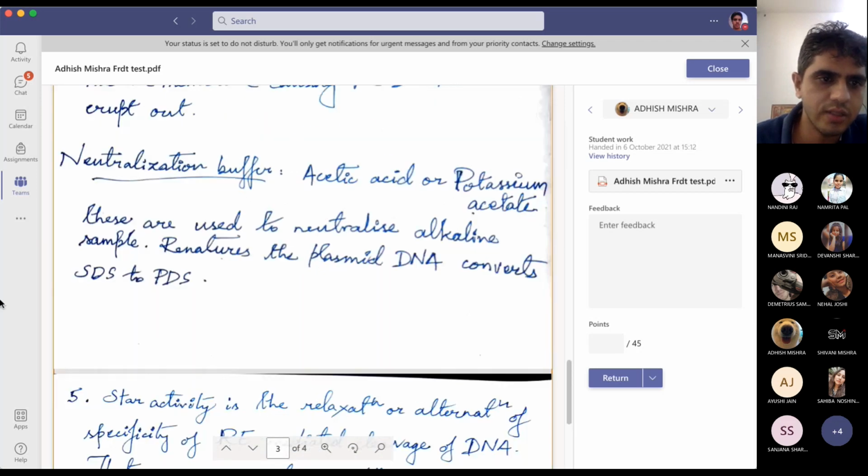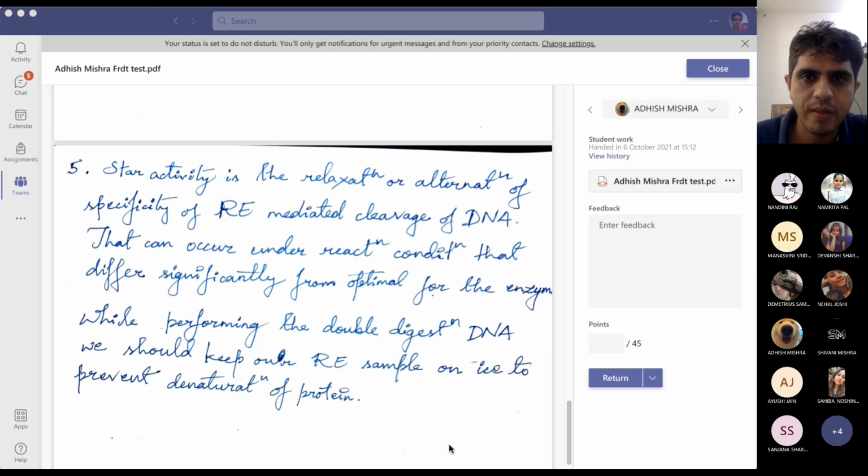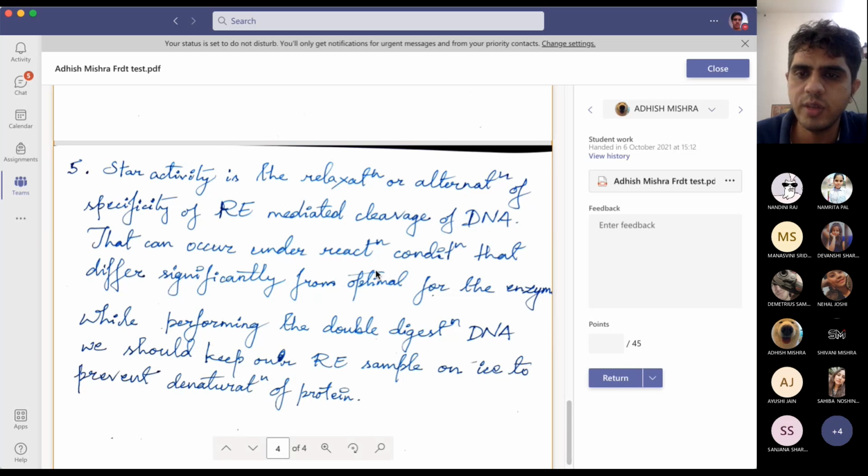Then the last question is: describe the star activity. What points do we have to keep in mind while performing double digestion? Star activity is the relaxation or alteration significant from the optimal conditions for the enzyme. So here you need to mention what optimal condition we are referring to. That includes optimal pH and optimal buffer concentration.